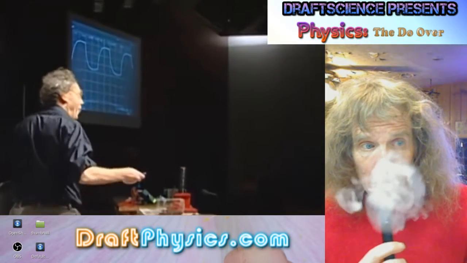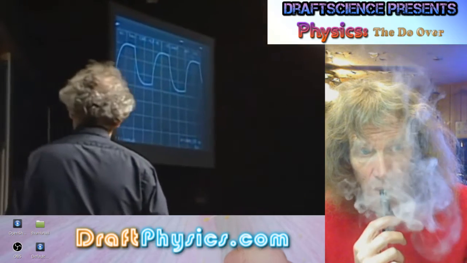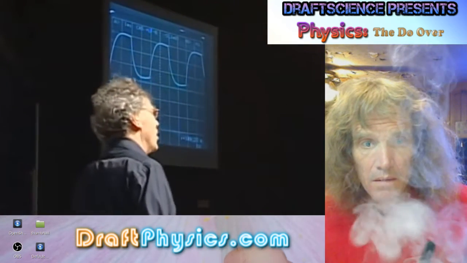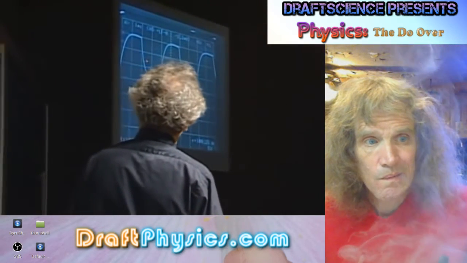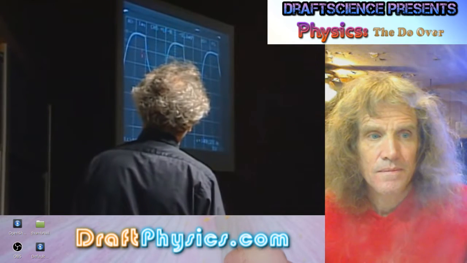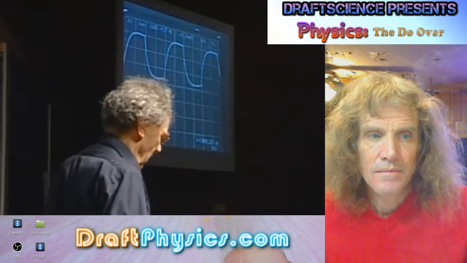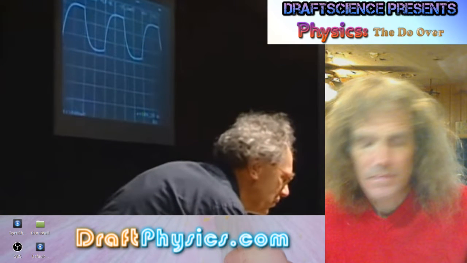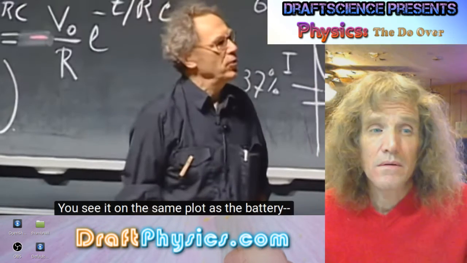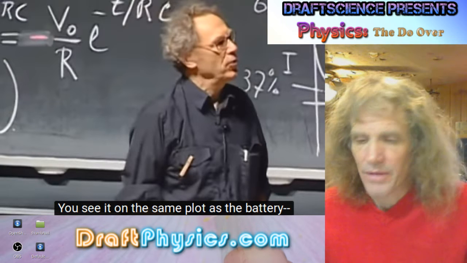You don't have to wait infinitely long. We say infinitely long, but clearly if you wait 3 or 4, 5 times RC, then you're almost there. And then here, I'm going to switch it back to position 2, and you see it's discharging. And then it's charging up again and discharging. And now I can also show you the current.